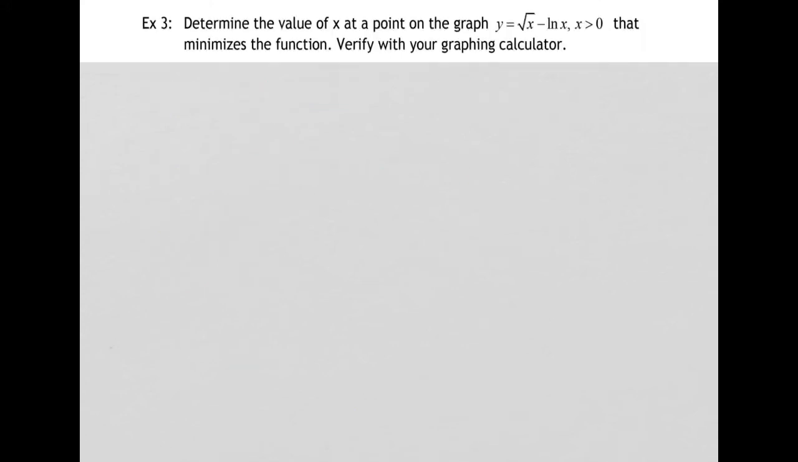For this example, we are finding the value of x at the point on the graph such that it minimizes the function. So the first thing is we want to get rid of the radicals so we can differentiate.